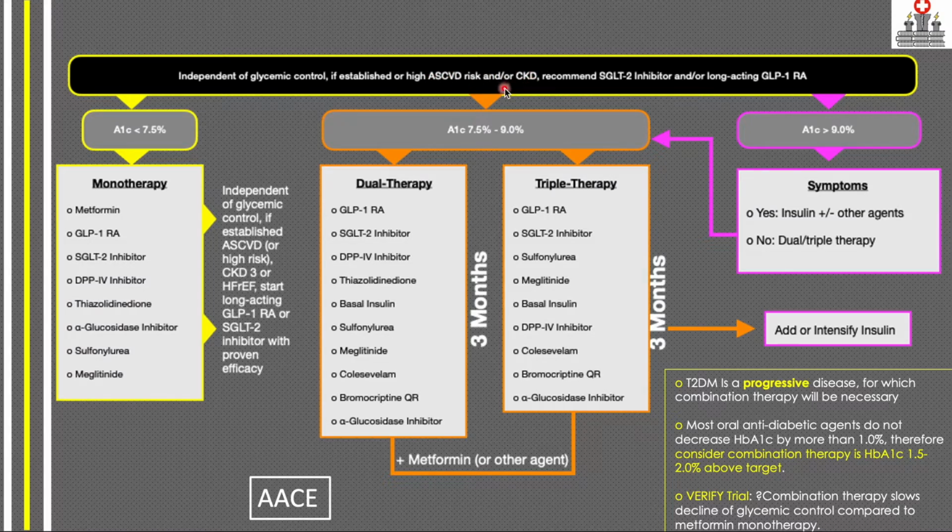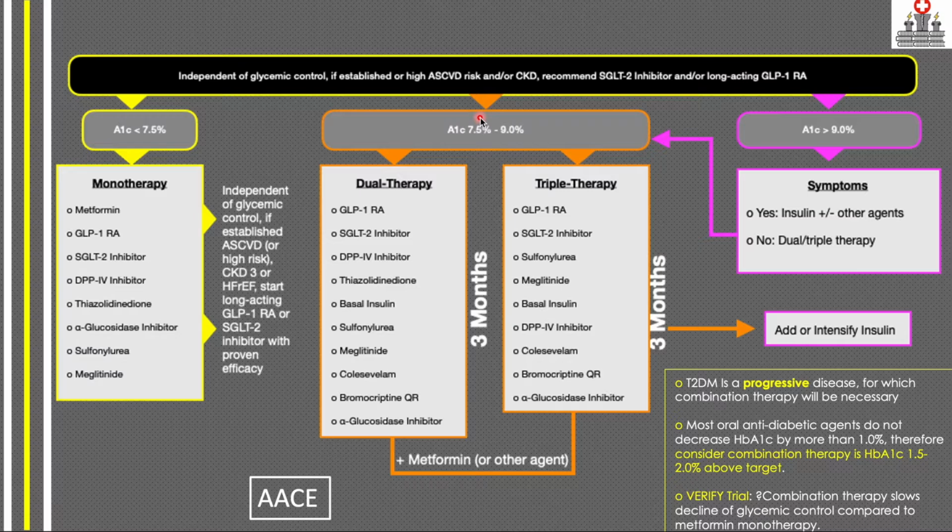They do break it down a bit more into the A1C category, and what I like about this is they say if it's less than 7.5%, consider monotherapy. If it's 7.5 to 9%, consider dual or triple therapy. And why is this important? As I've said, most medications won't decrease the A1C by more than 1 to 2%. So if it's this high, realistically, metformin on its own isn't going to do much, and we need to intensify it early on.